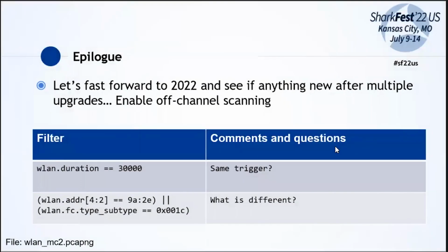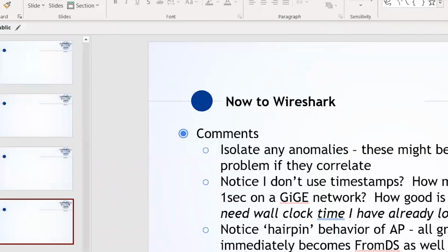And finally, this was 2 years ago, so there have been several updates. Right before this, I said, well, let me put on the new version. Let me enable off-channel scanning and see what happens. So what do you think I would see? I got one more trace, and that's it. Now we're done. One more trace, real quick.